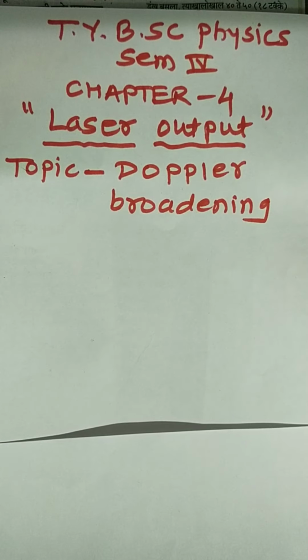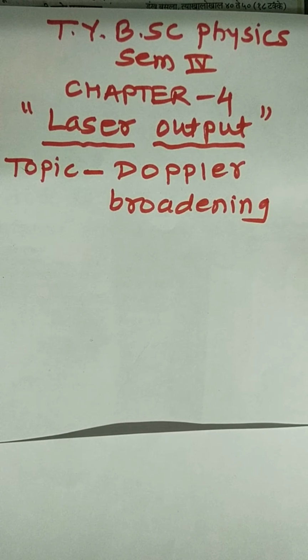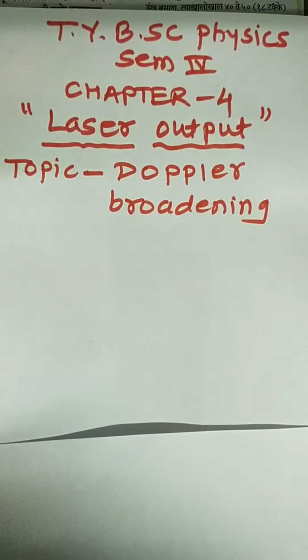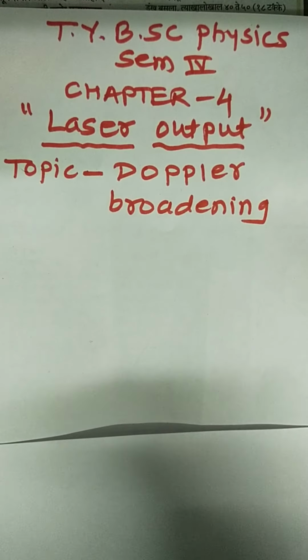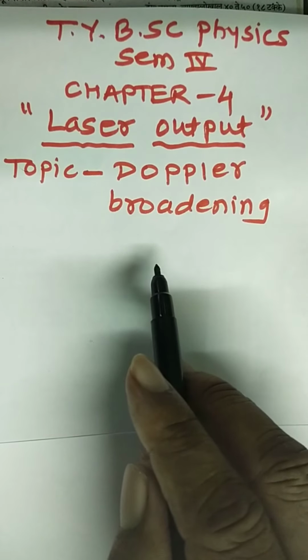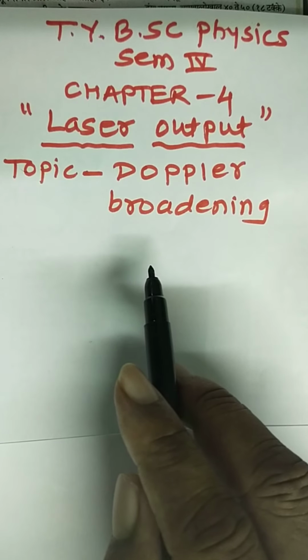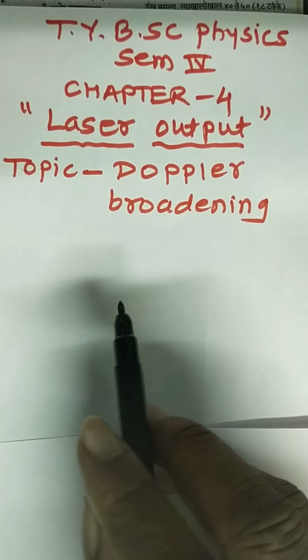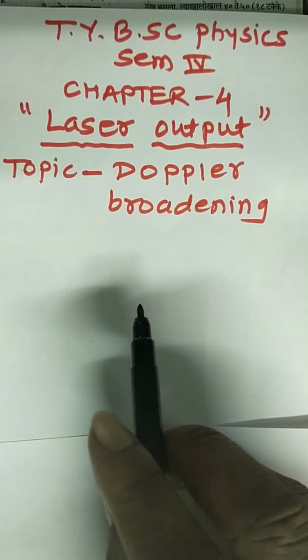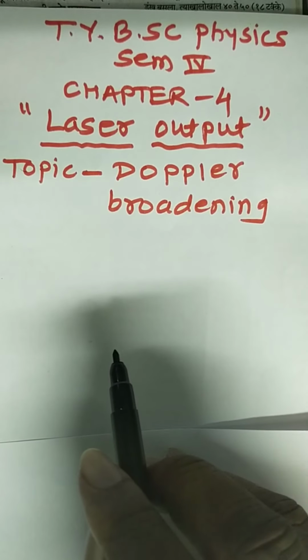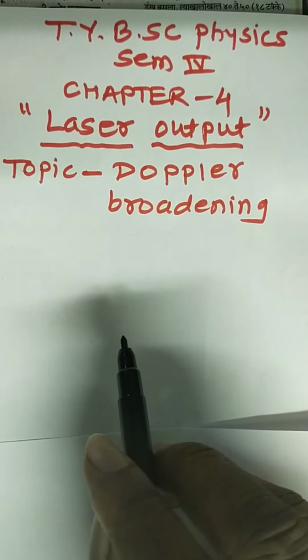TYBSc Physics, Semester 4, Chapter 4, Laser Output. The topic is Doppler broadening. But before studying Doppler broadening, we will review the previous broadening mechanism, that is collision broadening, or pressure broadening. The broadening of emission and absorption lines is called collision broadening.